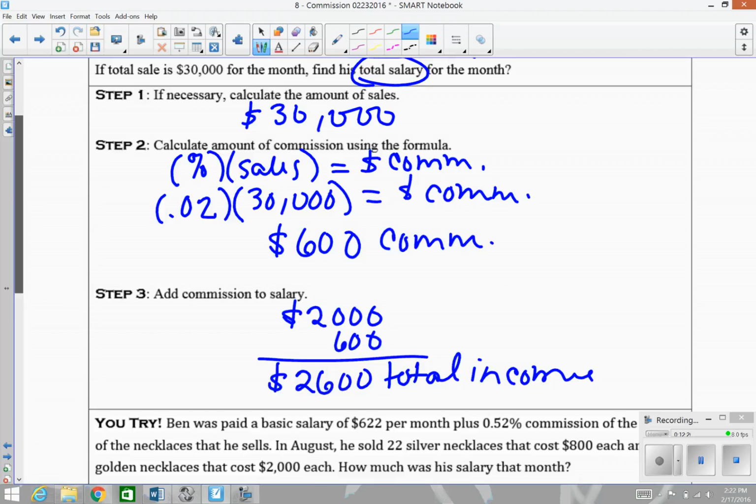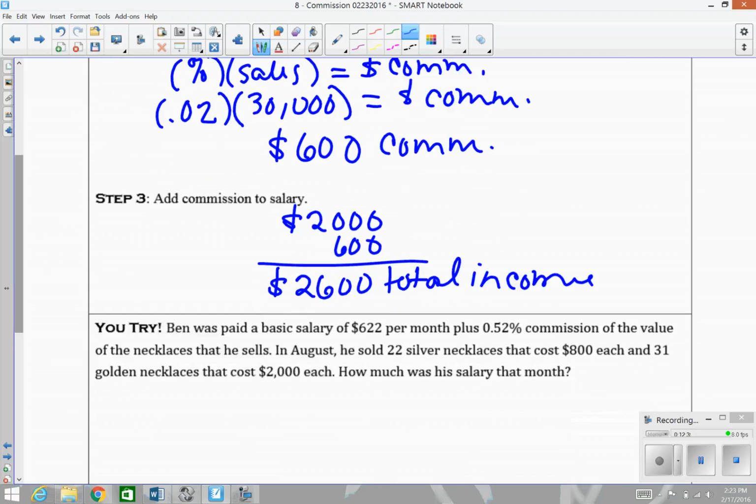Take a moment to pause, rewind, rewatch, and then I want you to try the you try problem with your neighbor. This one is going to require you to calculate the amount of sales, so it'll take a few extra minutes. Don't worry about it. Pause and come back to me when you're ready to review it.